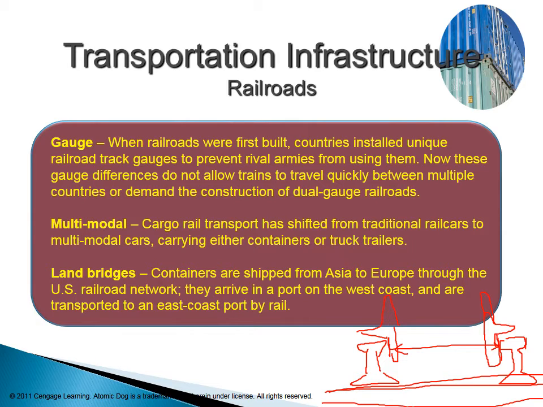Multimodal means the cargo train has shifted from traditional rail cars to multimodal cars, which carry containers or truck trailers. So it is called container on flat car or trailer on flat car. Then comes the concept of land bridge, which connects two pieces of water. I think we have discussed that previously.